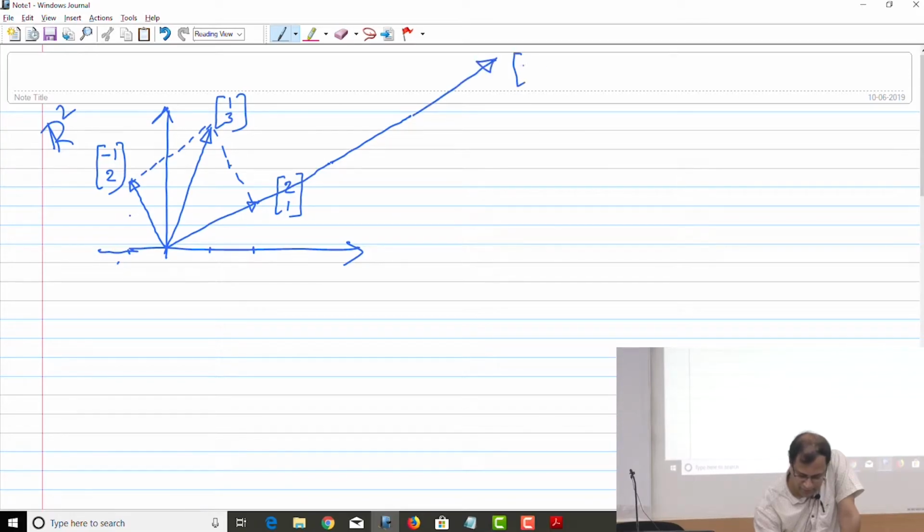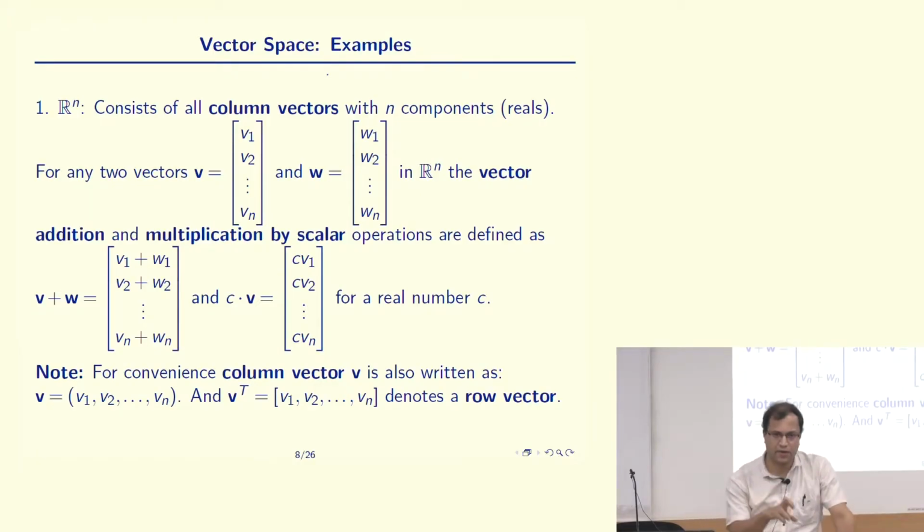So this is my (8, 4). So I am multiplying by 4. So this is the kind of vector addition and scalar multiplication we will be considering for this vector space R2. I have written here the general n-dimensional vector space Rn, which will satisfy this vector addition and the scalar multiplication.